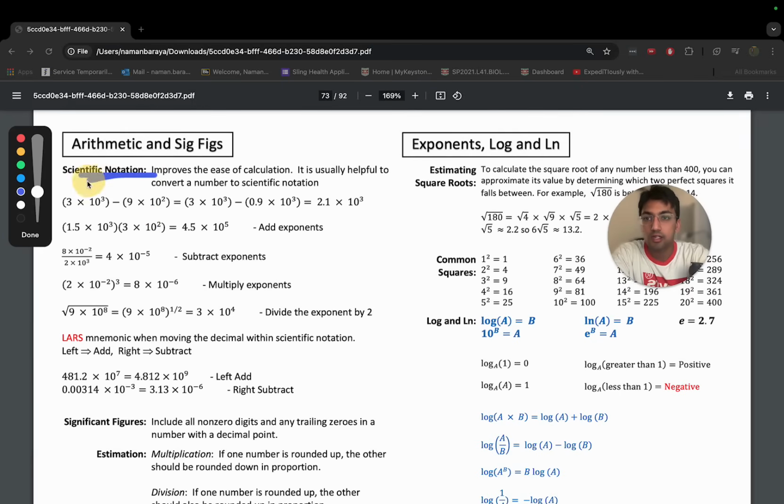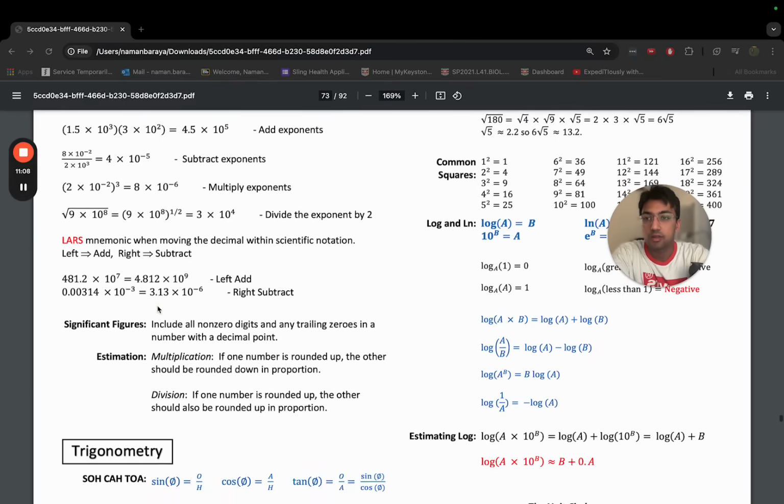So you'll know what scientific notation is. It's when you use 1 digit and then you multiply it by 10 to the power of something, and that can kind of help you add, multiply, subtract, divide, things like that. There's this LARS mnemonic. I've never really found it that helpful, but some people like to use that: Left Add, Right Subtract when they're doing this. And then there's significant figures. So significant figures is when you include all non-zero digits and any trailing zeros in a number with decimal points.